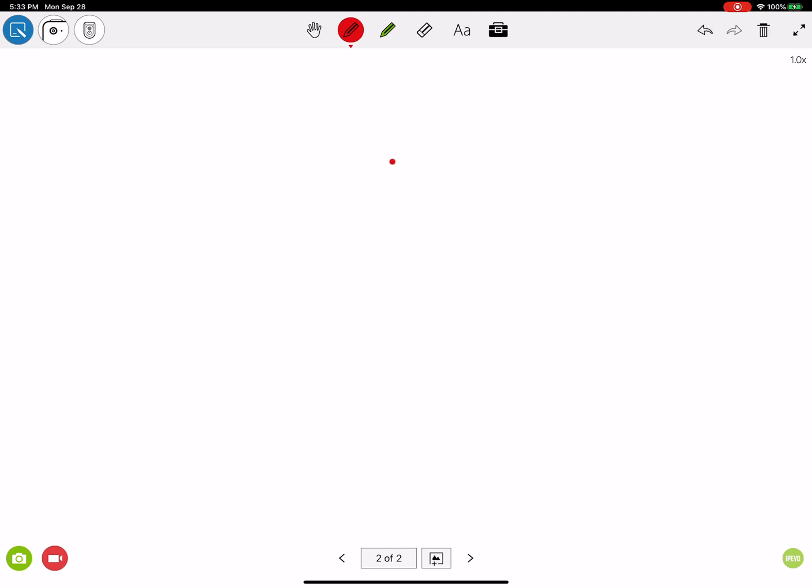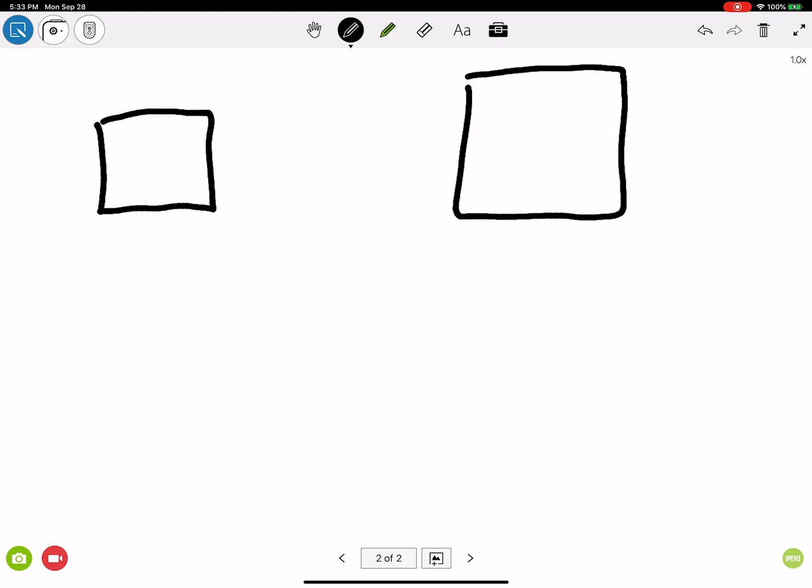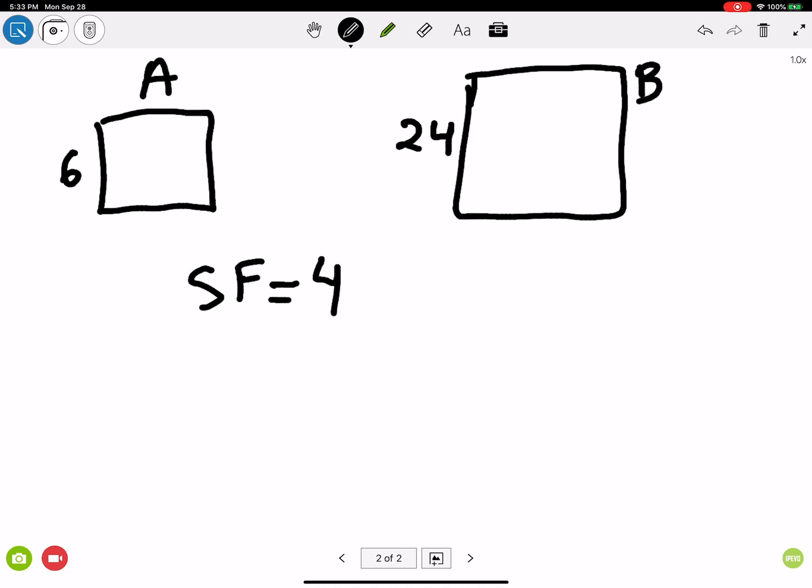Tells me that regardless of what shape I have, if I know that my two shapes have a scale factor, meaning that they're similar, like if I change this to 6 and 24, and I tell you that the scale factor in this case is 4, going from A to B, then the scale factor of the perimeter is also 4, going from A to B.